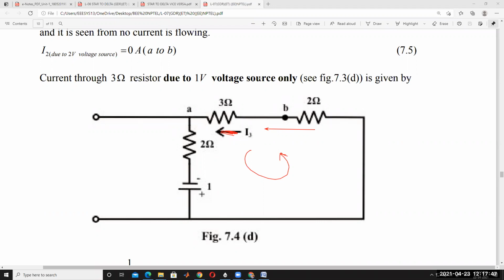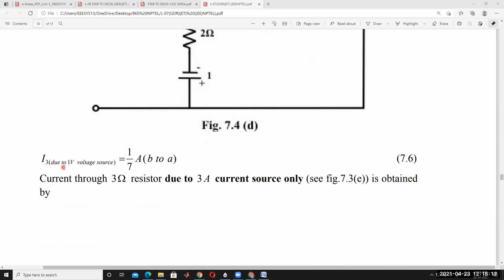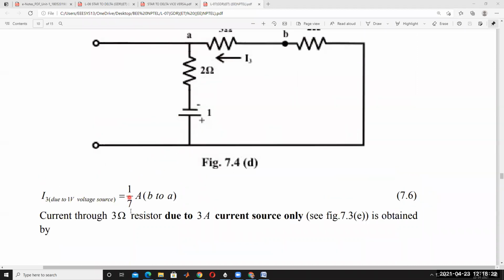Is it clear? All of you clear? And then, what is the current flowing through the 3 ohm resistor, B to A? That's why it's negative. IAB is equal to negative. So what is the current I3 here? Current I3 is V by R. So 1 divided by the total resistance 3 plus 2 plus 2, which is 7. So 1 by 7, in the opposite direction. I3 due to the 1 volt voltage source is equal to 1 by 7 amps.